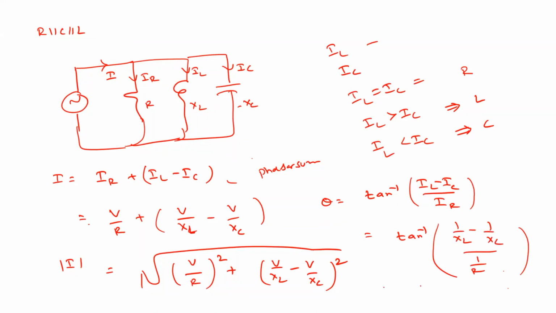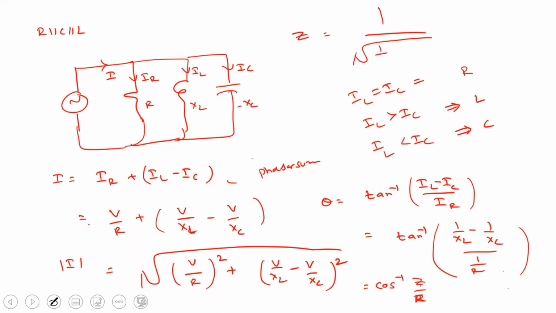Instead of that, you can also simply represent it with cos terms. So this can be cos inverse of Z by R, where this Z is the impedance magnitude, which we can calculate as V by I. Instead of the sine terms, it looks complex. So this Z is 1 by square root of (1 by R) squared plus (1 by XL minus 1 by XC) squared.